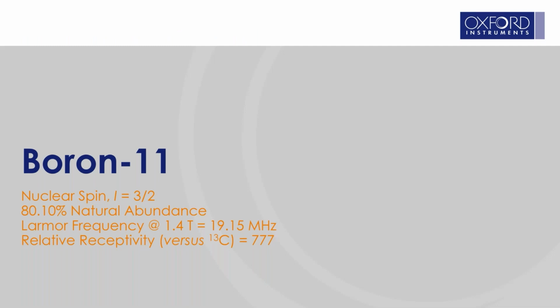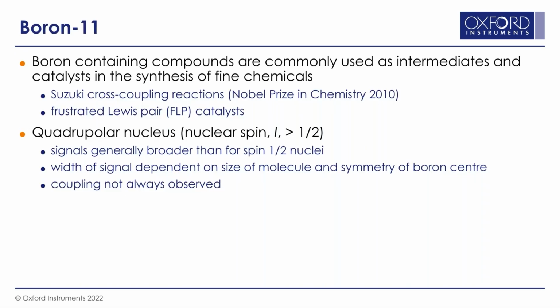Next, we'll look at boron-11, one of 2 NMR-active isotopes of boron. Boron-containing compounds have a range of applications, particularly in organic synthesis, such as in Suzuki cross-coupling reactions, and as Lewis acid catalysts, and are often used as weakly coordinating anions. Unlike the nuclei we've looked at so far, boron-11 is a quadrupolar nucleus. That is, it has a nuclear spin greater than 1/2.